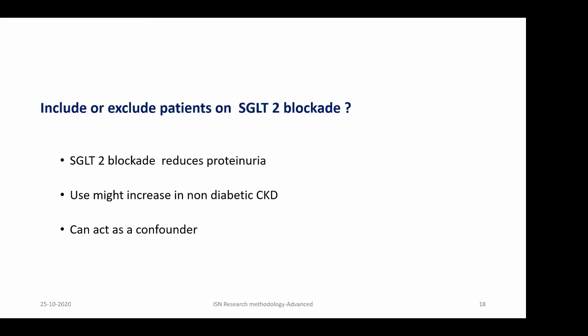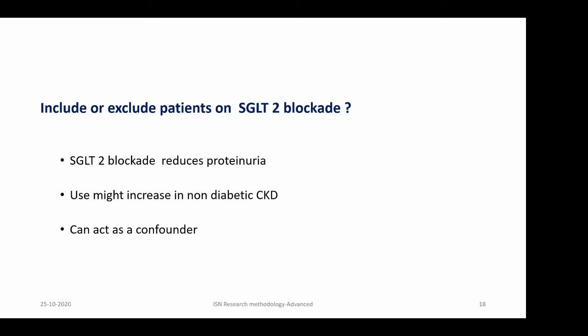But you should be aware of the fact that as time passes, the use of SGLT2 blockade might be increasing in non-diabetic CKD. So there are two options here. You can exclude patients who are on SGLT2 blockade, but if you are doing the same study after 3-4 years and SGLT2 blockade proves to be an efficient therapy, then it might be difficult to find patients who are not on SGLT2 blockade. In such a scenario, you can include SGLT2 blockade, but this is going to be a potential confounder.